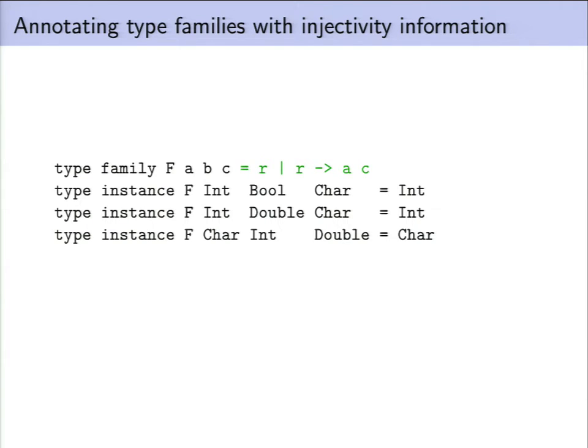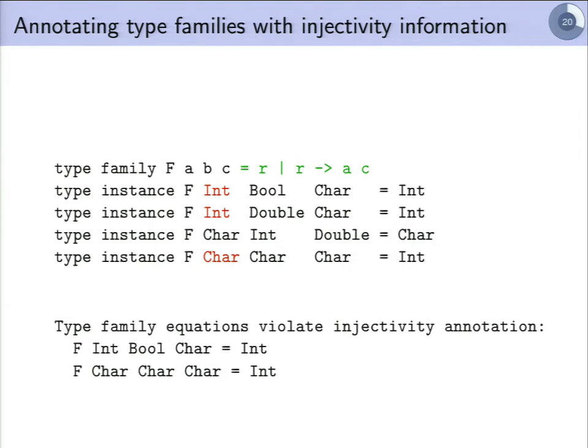type inference. If we, however, add another equation, and this equation happens to violate the injectivity annotation, because here the first argument, the function is no longer injective in the first argument, and GHC will reject this definition by saying that there are equations that conflict. For example, for these two equations, it is not true that the injectivity property holds the way it was declared by the user. Okay? And this is basically everything the user needs to know about injectivity.